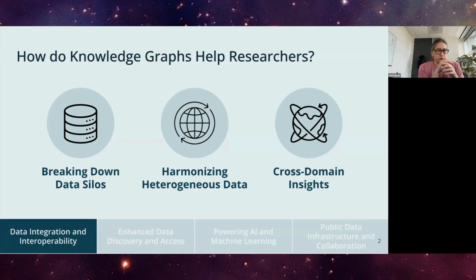So you don't have to have one kind of database to hold biological data and a different kind of database to hold manufacturing data. You have one kind of database, it's able to hold all of that data so that you can use it together to form cross-domain insights.